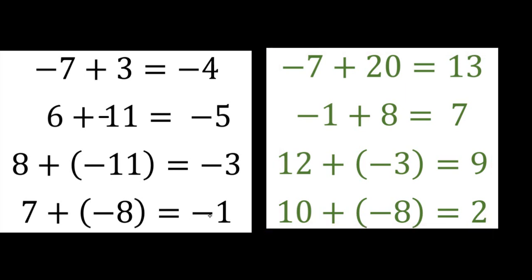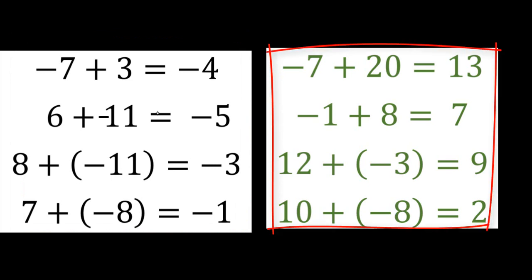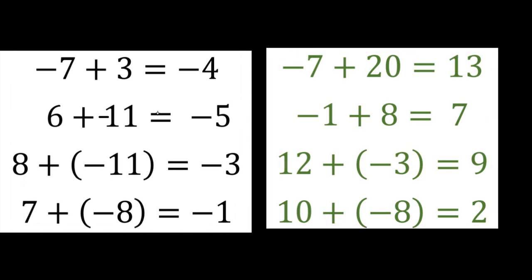Take a moment and try to figure out what makes the difference. What makes the difference between these two columns? Why are these over here on the left negative answers and these on the right positive answers?